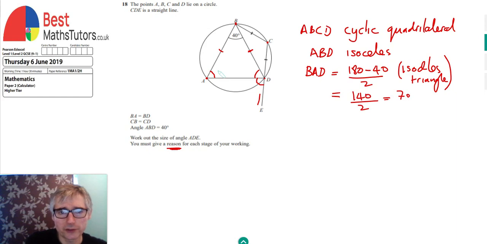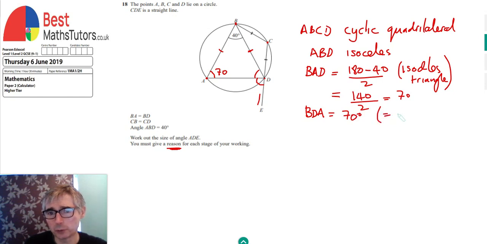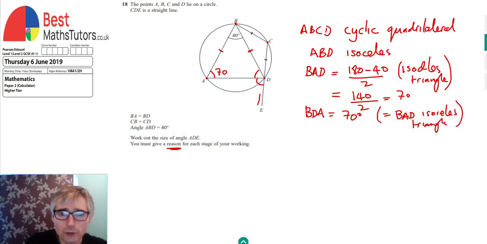So I can put this on my triangle now. That's 70 degrees. I can also say that BDA must also equal 70 degrees, and we can say that it must equal BAD, again because it's an isosceles triangle. So that's 70.